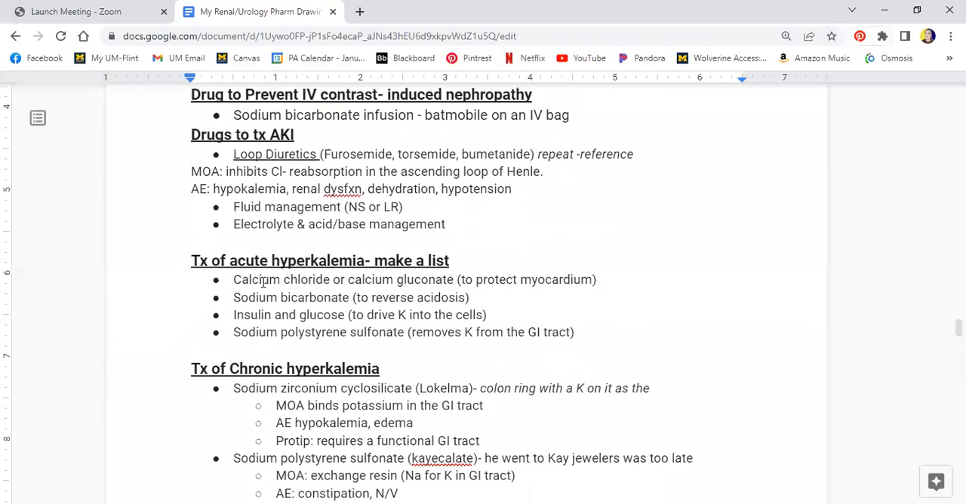So treatment of hyperkalemia, because that's one of the major complications. I don't have pictures for these. You have calcium chloride or calcium gluconate. You have your sodium bicarb again. Oh yeah, the calcium chloride and gluconate is only going to protect the myocardium. It's going to protect the heart. It doesn't do anything to actually reverse the hyperkalemia. Your sodium bicarb reverses the acidosis. You want to give insulin and glucose, which is going to help drive more potassium into the cells so that it decreases it in the bloodstream. And then sodium polystyrene sulfonate removes potassium from the GI tract. So those are all ways to treat hyperkalemia.